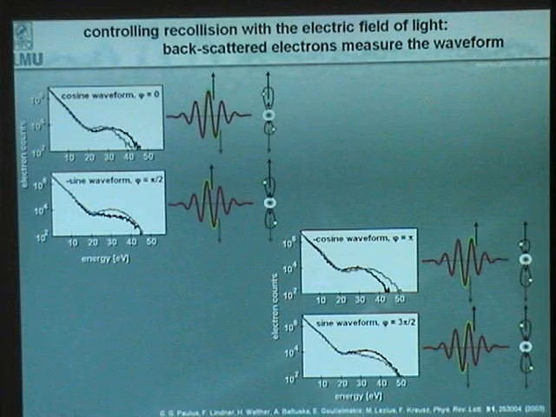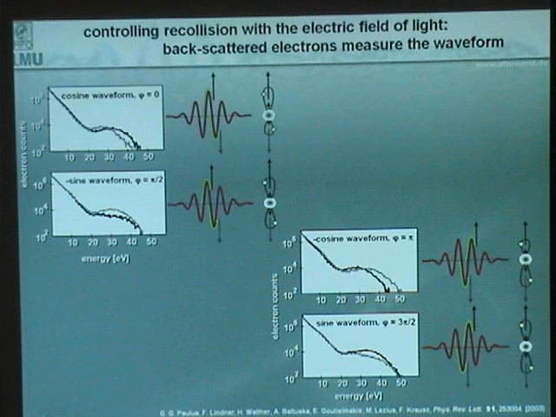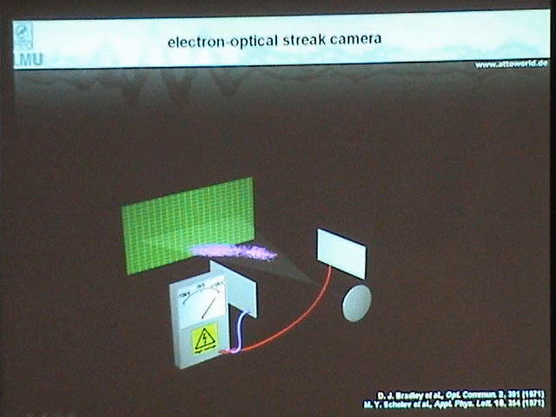And therefore, we are, of course, interested in using them, but before we can use them, we have to characterize them. I just recapitulate very briefly how we have done that, just for the sake of those few of you who might not be familiar with what has been referred to as the attosecond streak camera. So I just start with the basic concept of the streak camera, which most of you know.